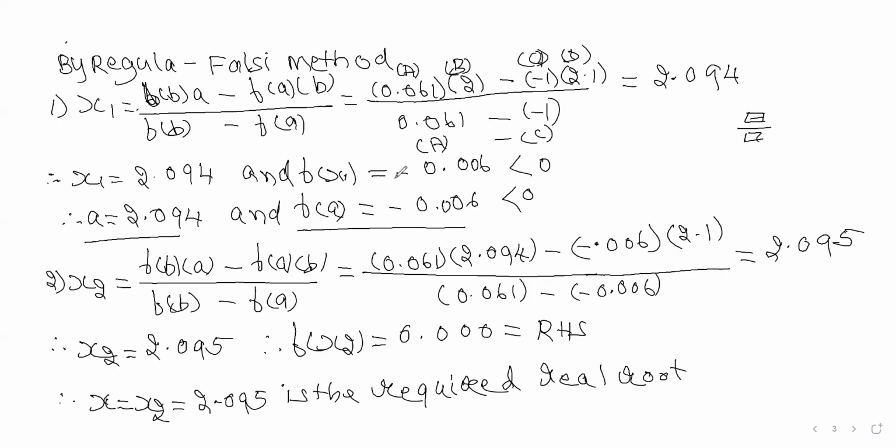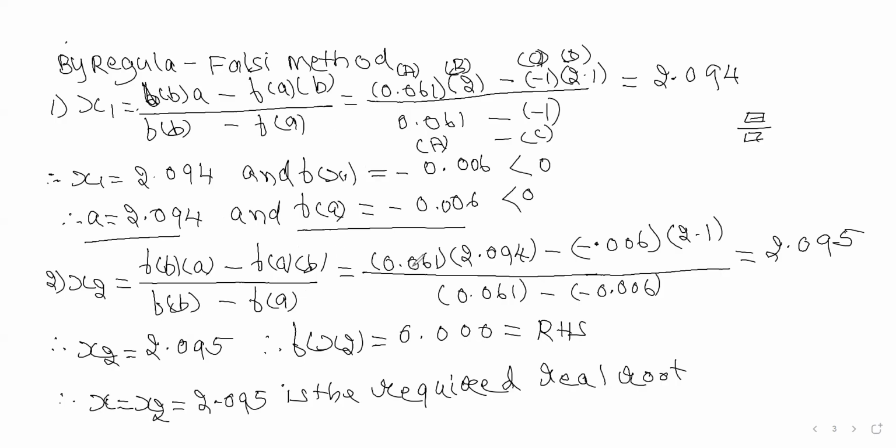Now, look here. Earlier, f of a was minus 1 and the a value was 2. Now you have to replace this a value, since the new value is far less than minus 1 in magnitude. This is the new value of f of a, and this is a. Therefore, a equal to 2.094, f of a equal to minus 0.006, less than 0. And again, you can calculate the x2 value with f of b into a minus f of a into b divided by f of b minus f of a.